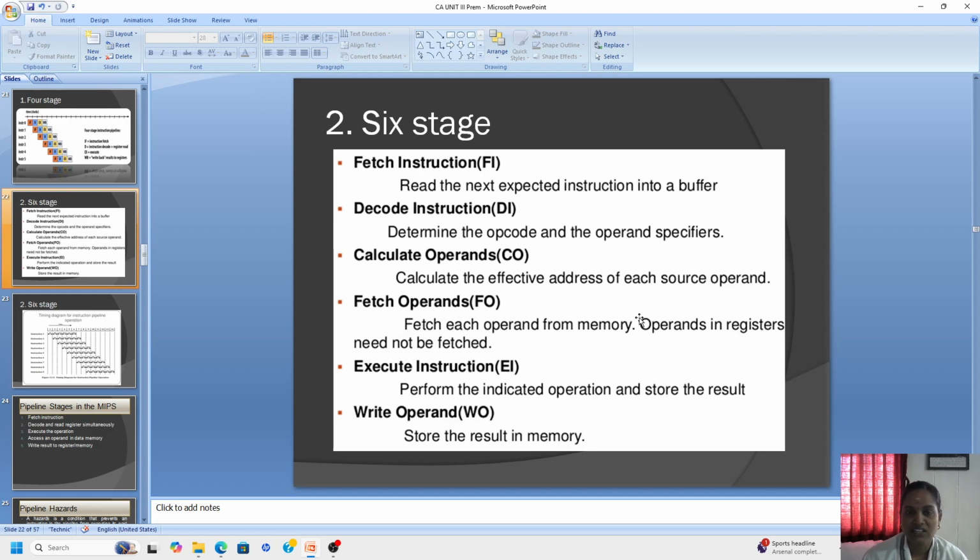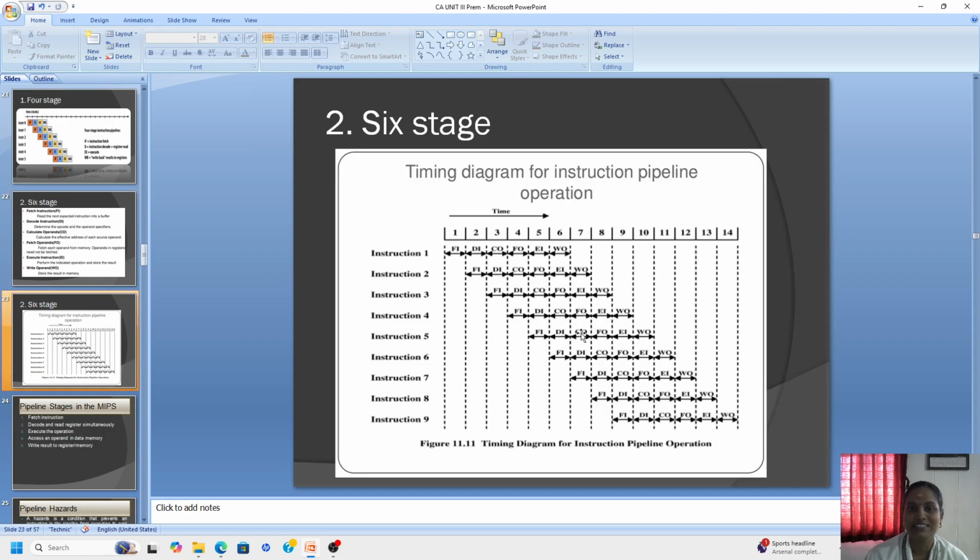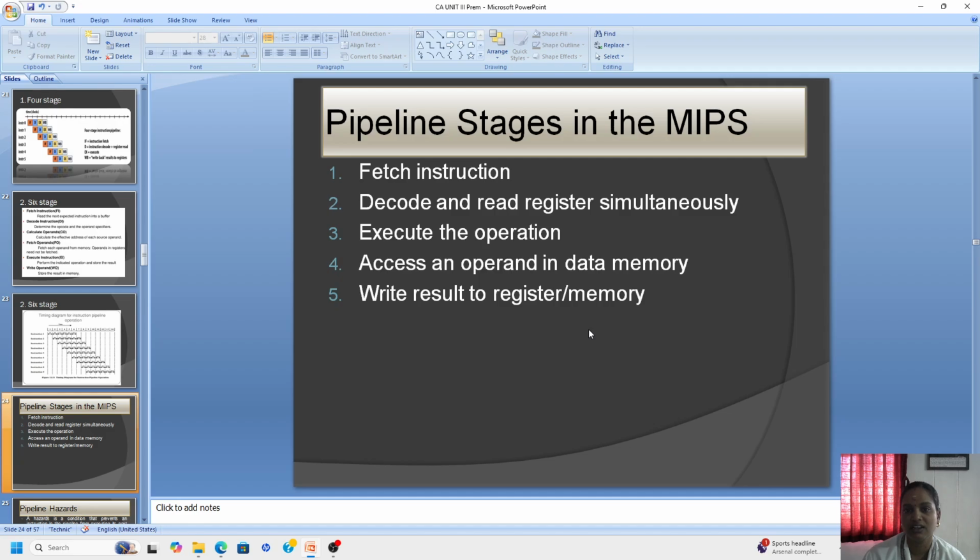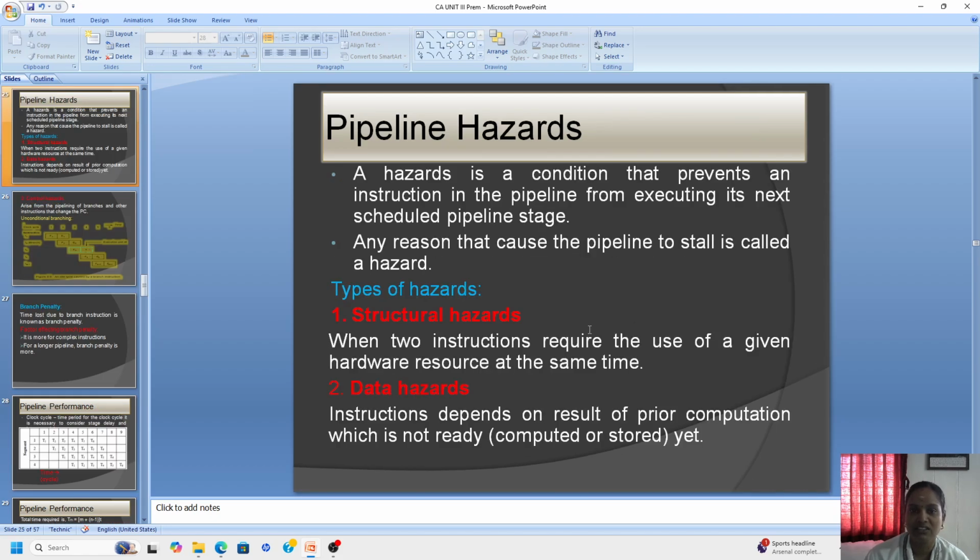Six stages in the sense: the first one is instruction fetch, then decoding the instruction. After that, calculate the operand, fetch the operand, execute the instruction. The final one is write the operand. So this is the instruction execution timeline diagram. It will continuously execute 9 instructions for a given clock cycle. The pipeline stages are fetching the instruction, decoding, executing an instruction, accessing an operand, and the final one is write back the result.